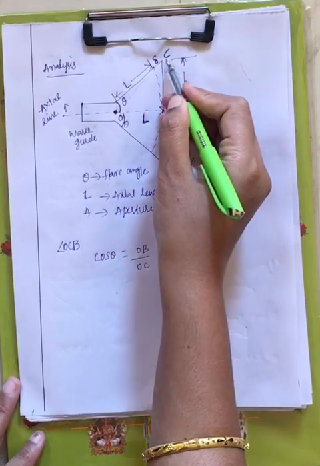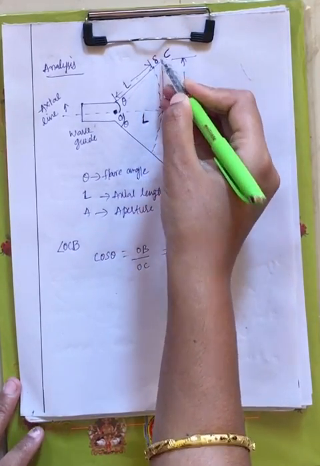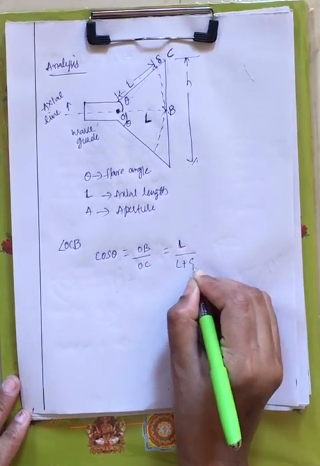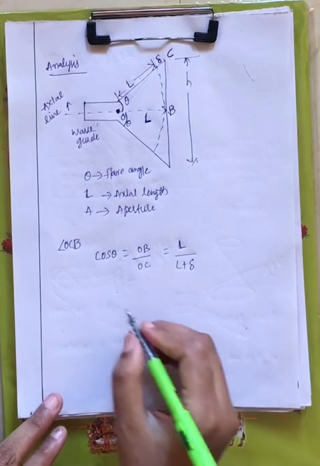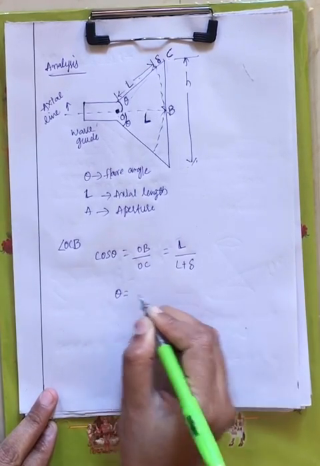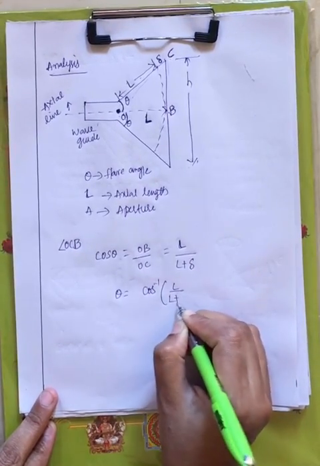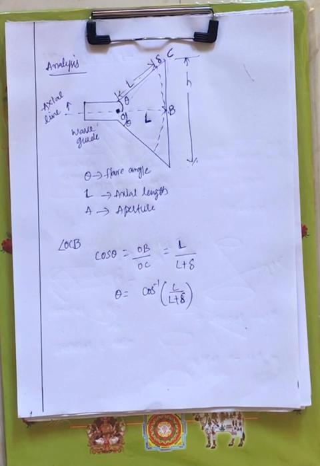O to C, we have L plus some slight increment, that is denoted by delta. So OC is nothing but L plus delta. Now from this equation, theta is nothing but cos inverse of L by L plus delta, right?